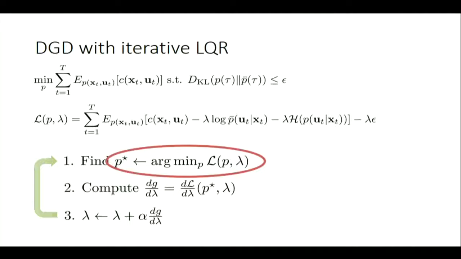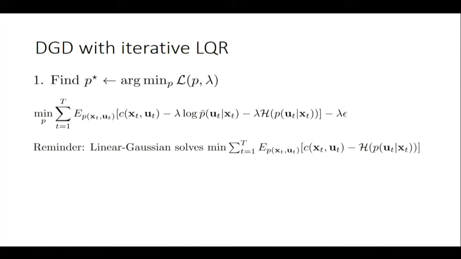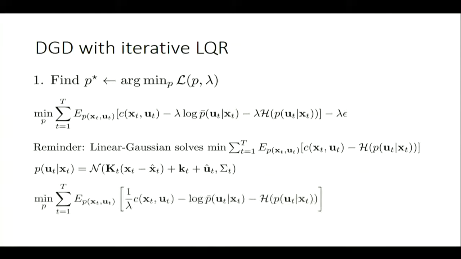And the tricky bit, of course, is this one. We need to actually perform this minimization. And here's how we're going to do that. So remember that the linear Gaussian solution solves this kind of problem, so minimize cost minus entropy. We actually have this kind of problem. So what we're going to do is first divide everything by lambda. That's OK, because if you divide by a constant, then the optimum doesn't change. So we divide everything by lambda. And now we have 1 over lambda times the cost, this term, and then the entropy is just like we had up here. So these are all good.